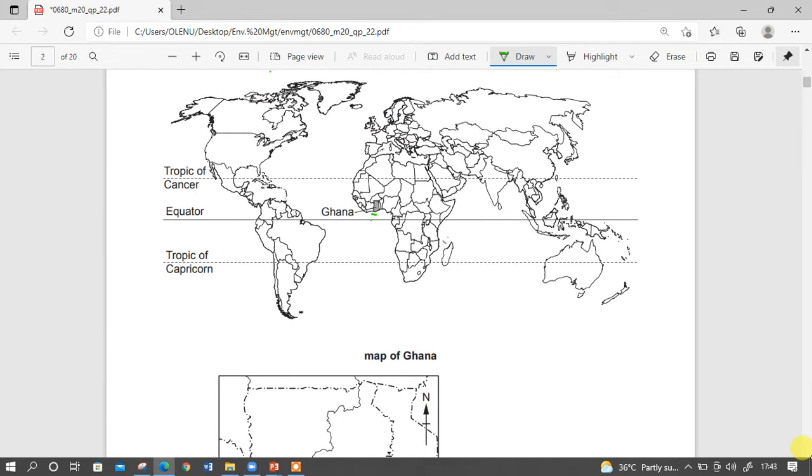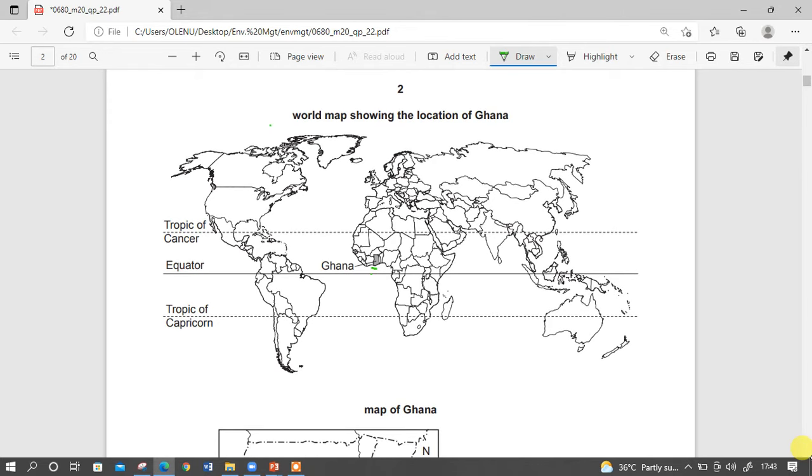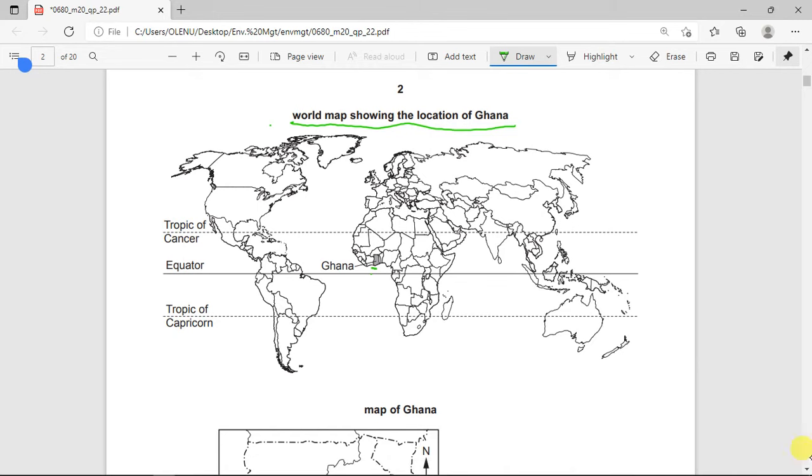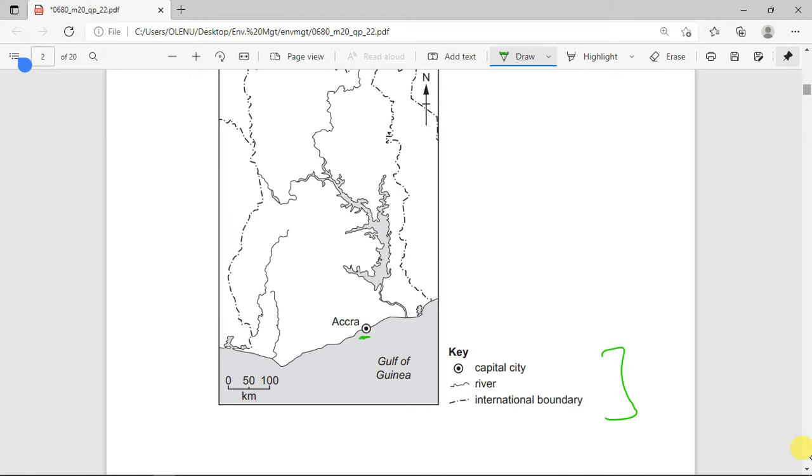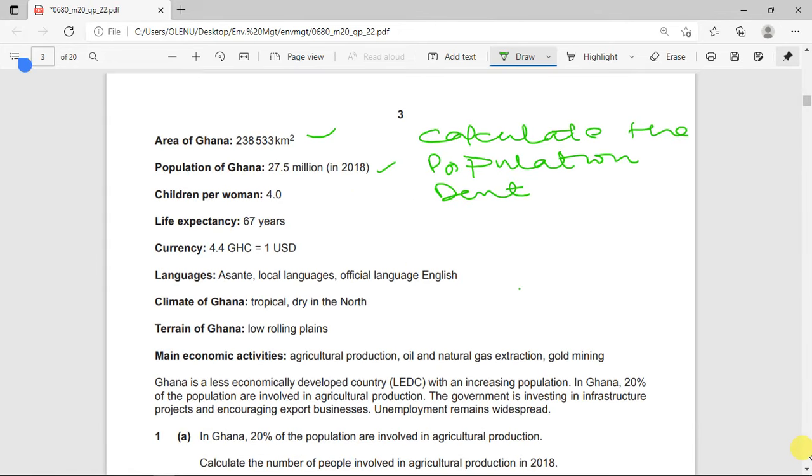context. Now, the first thing you see on this paper is a world map showing the location of Ghana in this case. You see a world map showing the location of different areas based on the paper that will be given to you in your exam. Then you look at the map extract of Ghana itself to give you a vivid picture of how Ghana looks. There is usually a key that can be used to interpret your map, and this is the capital city of Accra.